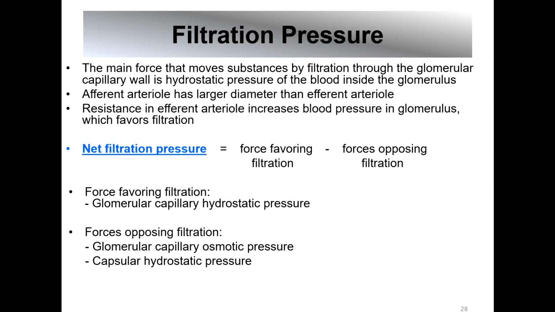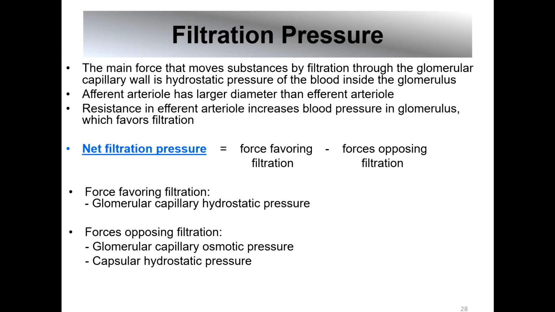All right, so the main force that moves substances by filtration through the glomerular capillary wall is hydrostatic pressure. And this is the hydrostatic pressure of the blood inside the glomerulus. The afferent arteriole has a larger diameter. It's bigger, as we said, than the efferent arteriole. And so this creates resistance in the efferent arteriole. And as the resistance there increases the blood pressure in the glomerulus, we're going to see an increase in filtration.